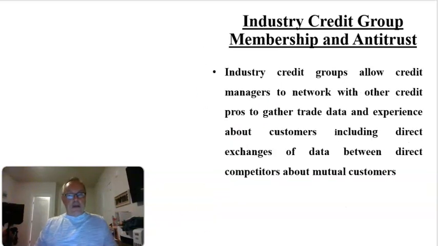Industry credit group membership and antitrust laws. I want to emphasize there's nothing unlawful about being in an industry credit group, including one in which one or more of your direct competitors is a member of the same group. What industry credit groups in the US do is allow credit group members and managers for those companies to network with other credit pros to gather trade data and experience about common customers. This includes direct exchanges of data between direct competitors about mutual customers.